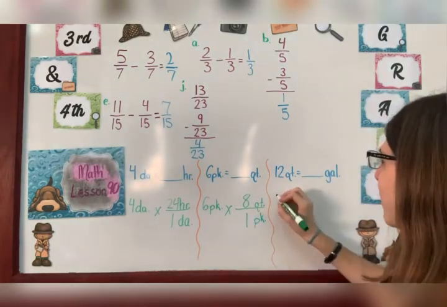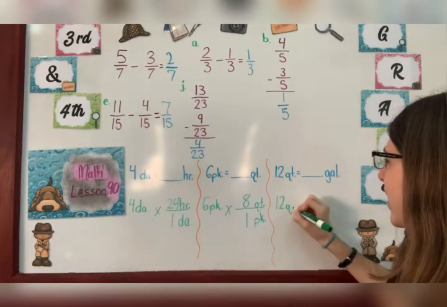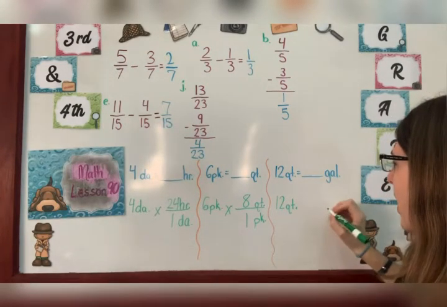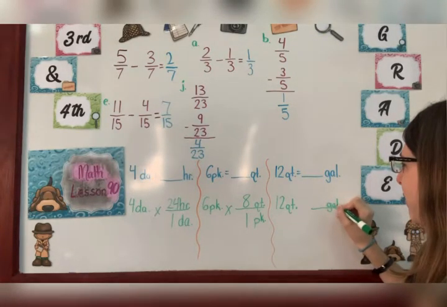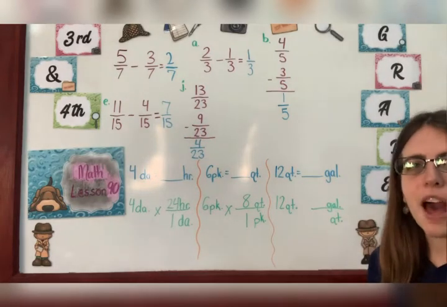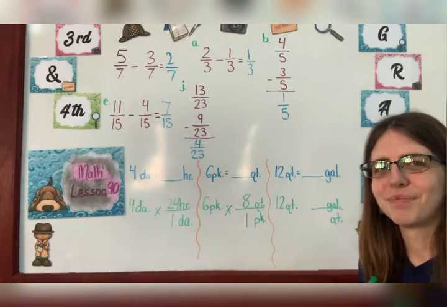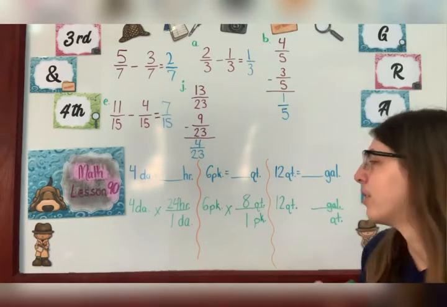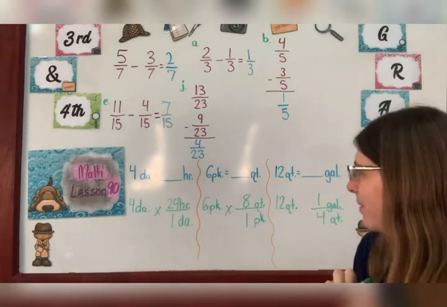Let's set it up. We write 12 quarts, because that's what we start with. Then we draw our line. We're going to gallons, and we're changing from quarts. So gallons on the top, quarts on the bottom. What is our conversion factor? 4 quarts in 1 gallon.